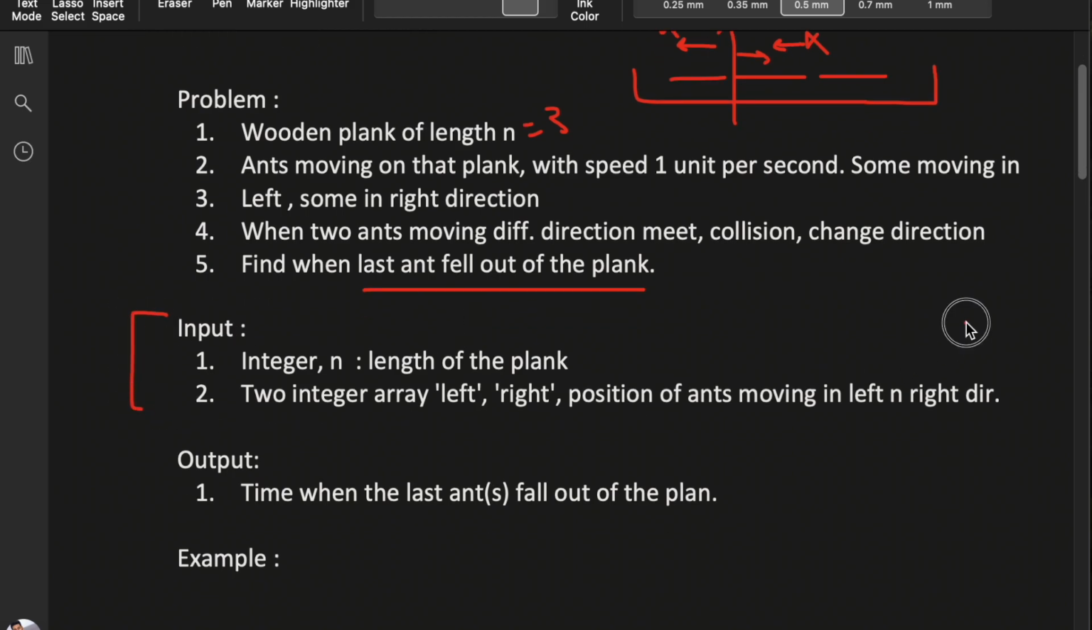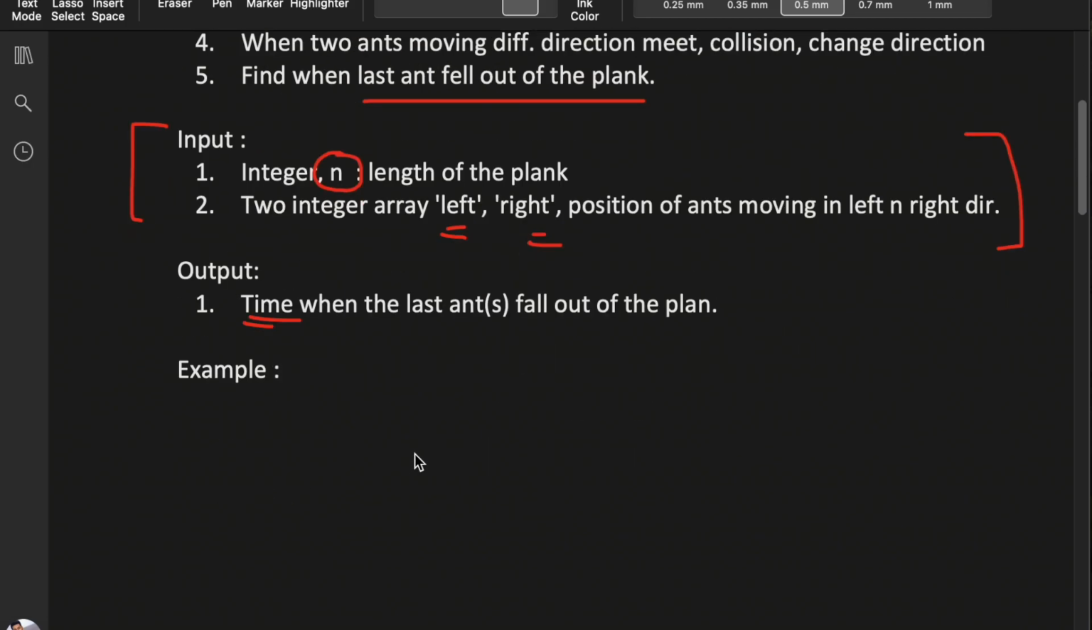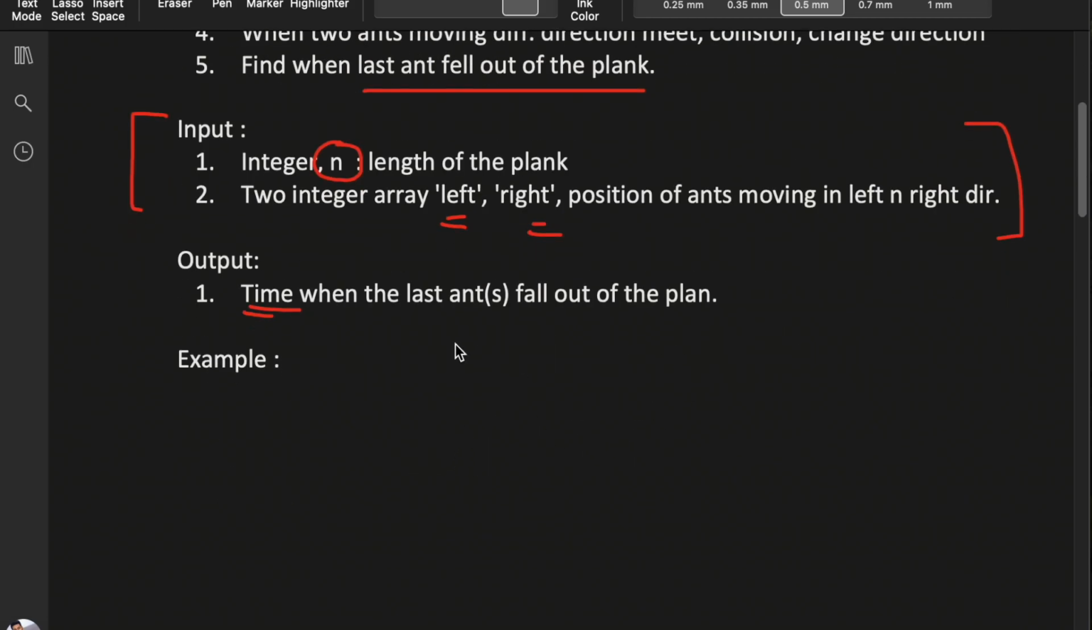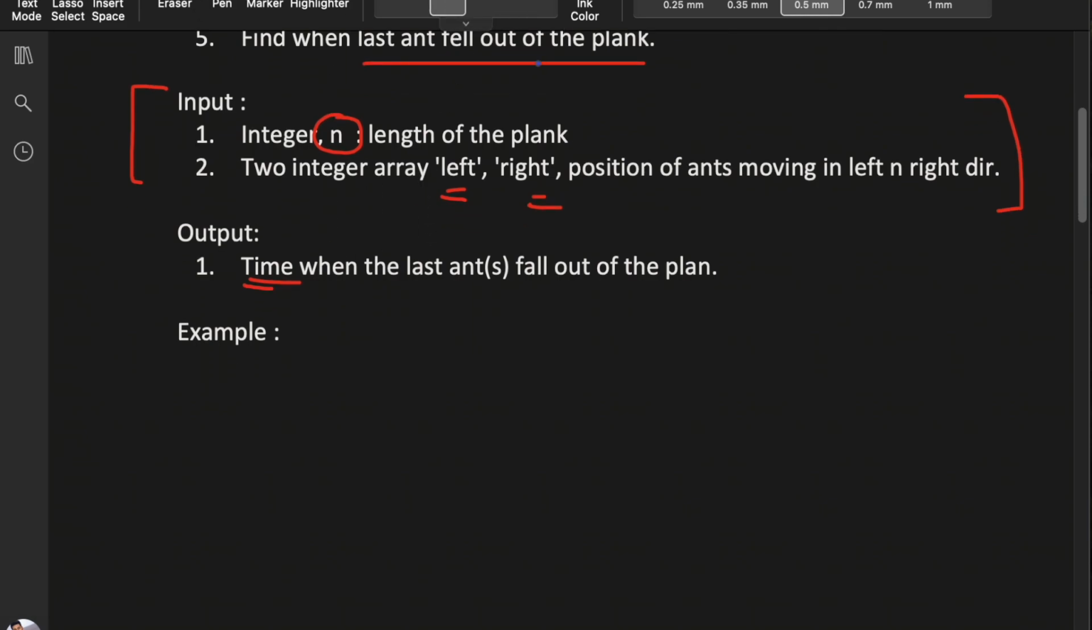So what is given to us? An integer, which is the length of the plank, and two integer arrays, left and right. They will just store the location of the ants on that plank. So we have to just return the time for the last ant to fall out of that plank. Let's try to understand this problem using an example.